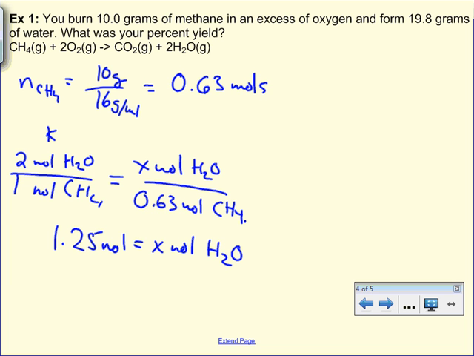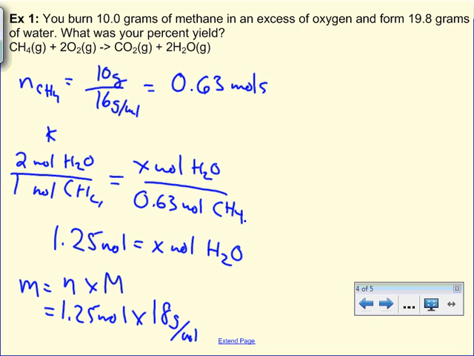So I know I'm going to get 1.25 moles of water, but in the question I'm given grams, so I'm going to have to convert from my number of moles of water to grams. So mass is equal to number of moles times molar mass, which is equal to 1.25 moles times the 18 grams per mole for water. Units, moles cancel out, and I'm left with 22.5 grams. And this is my theoretical yield.